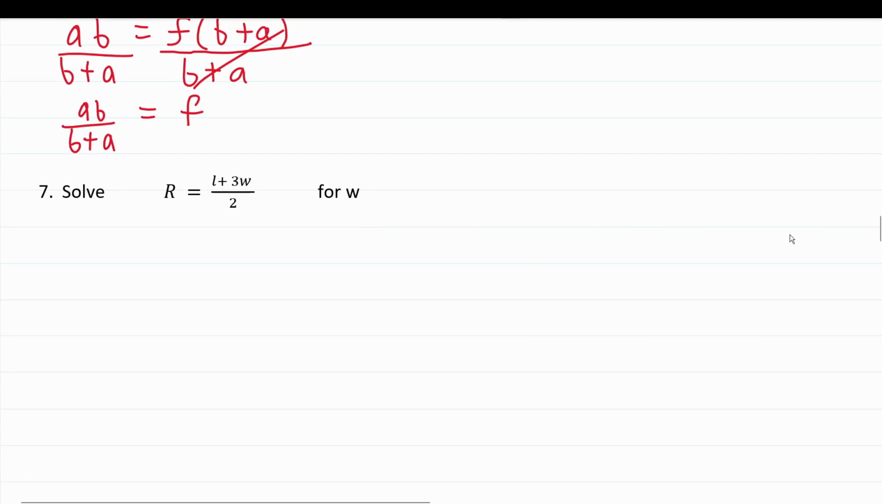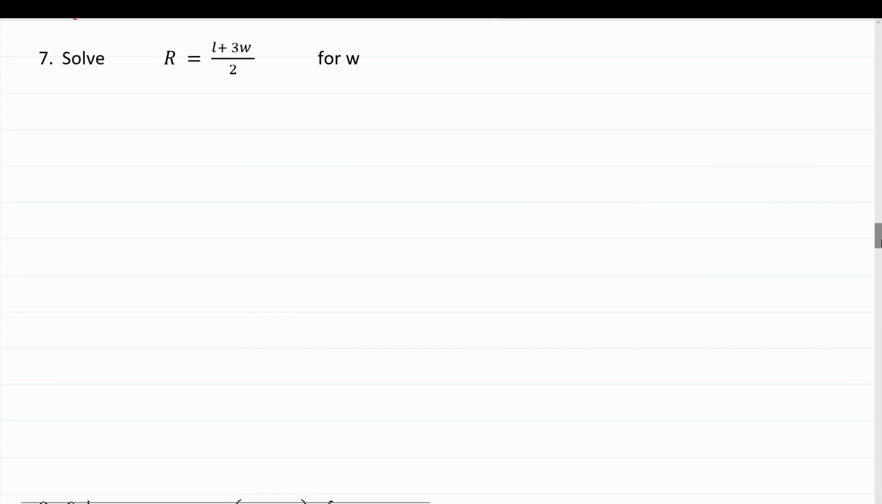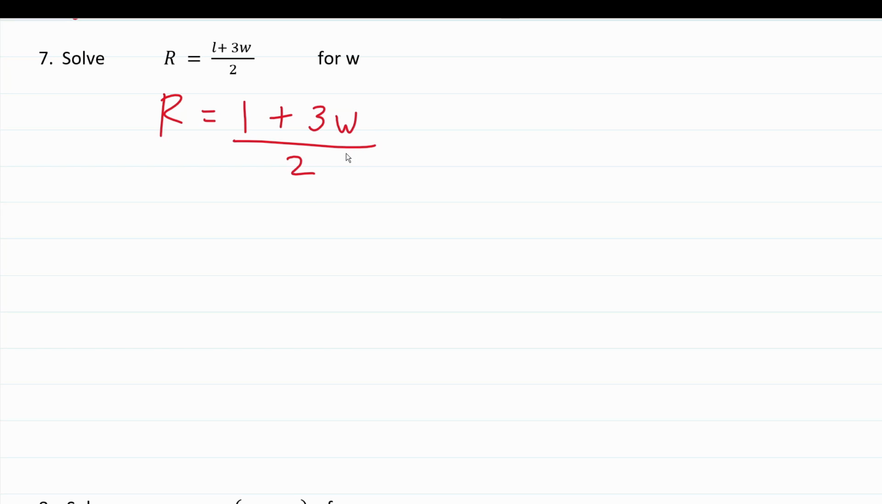All right, that's probably the hardest problem in this video. So if you have to watch that one again, go ahead and do so. Number 7 says r equals L plus 3W over 2, and we're solving for W. Let's start by writing this one down. We have r equals L plus 3W over 2, and we're solving for W.